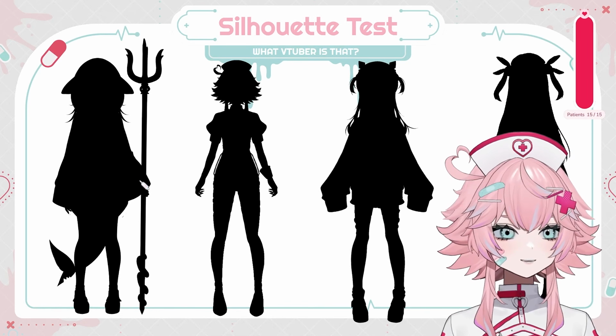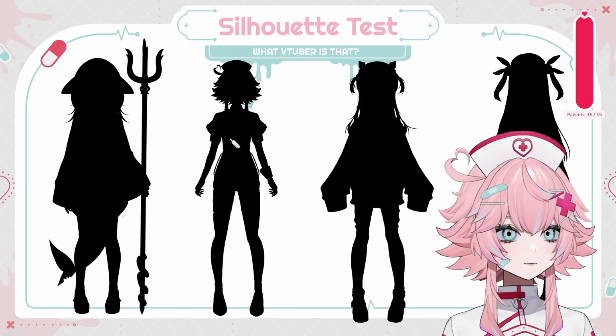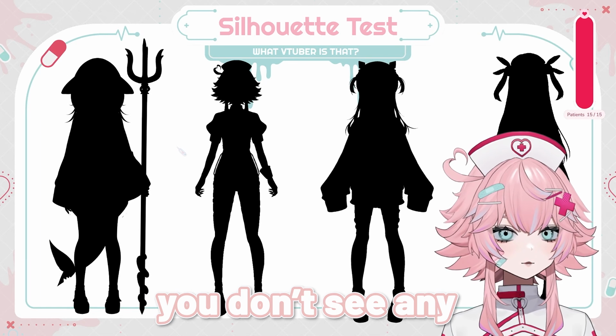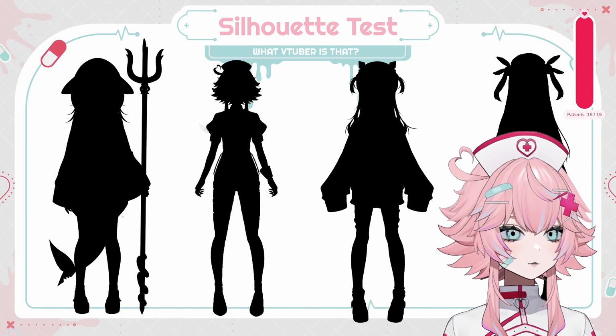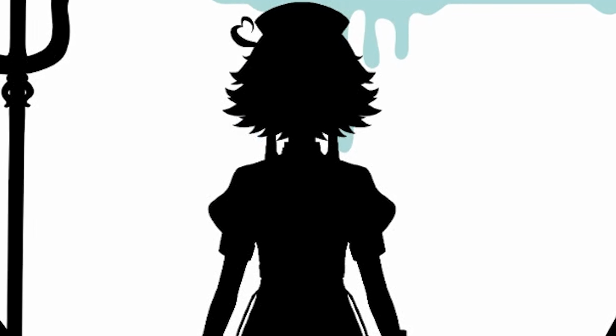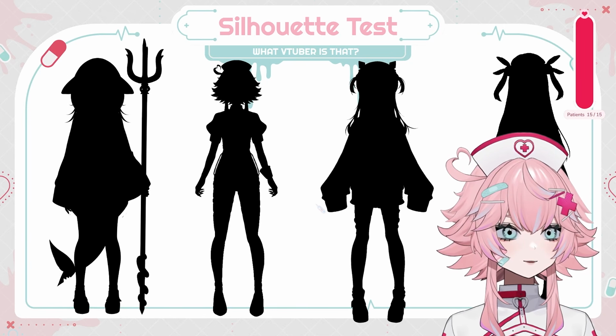Anyways, why do these silhouettes work? Why can you recognize these characters based on their silhouettes alone? You do not see any colors. You don't see any details. You only see the shapes. These VTubers, this one very unintentionally, worked with shapes to generate a design that will be recognizable.